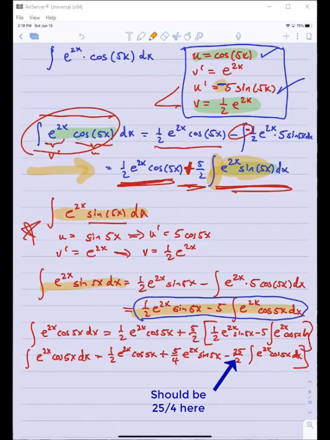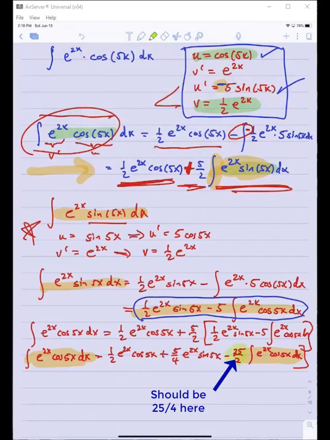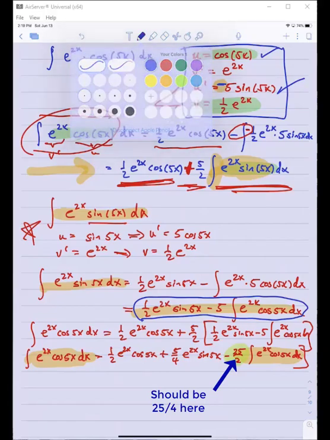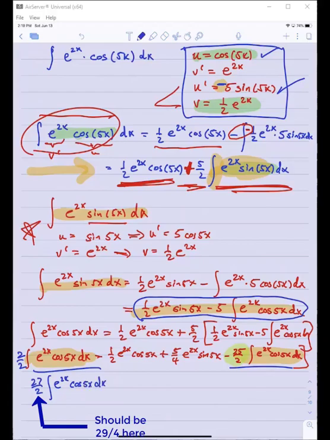All right, now think about what happened in our previous example. We got our original problem to be expressed in terms of itself, but there is this weird coefficient in front of that integral. If I add that to the other side, which is adding 25 halves times that integral, well, if I think of this guy over here as being 2 halves, when I add these two together, I'll get 27 halves integral e to the 2x cosine 5x equals 1 half e to the 2x cosine 5x plus 5 fourths e to the 2x sine 5x.